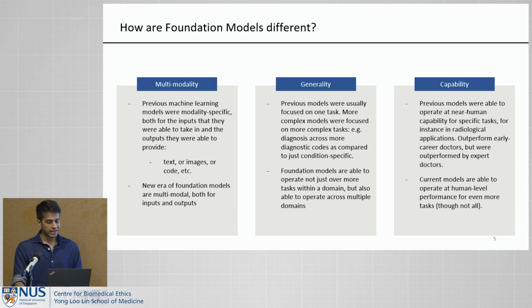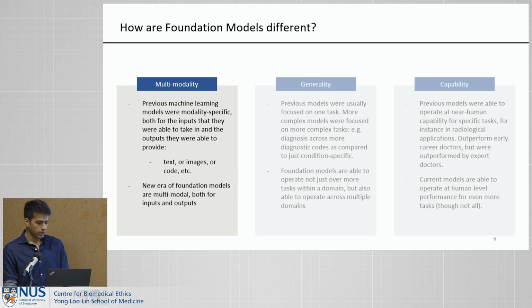So how are they different? They're very different from existing models in multiple ways, but I'm going to focus on three. They are multimodal, they are much more generally applicable, and they have higher levels of capability. When it comes to multimodality, previous machine learning models were modality specific. They operated on text, they operated on images, both for the inputs they were able to consume and the outputs they were able to provide. The new era of foundation models are multimodal, both for inputs and outputs.